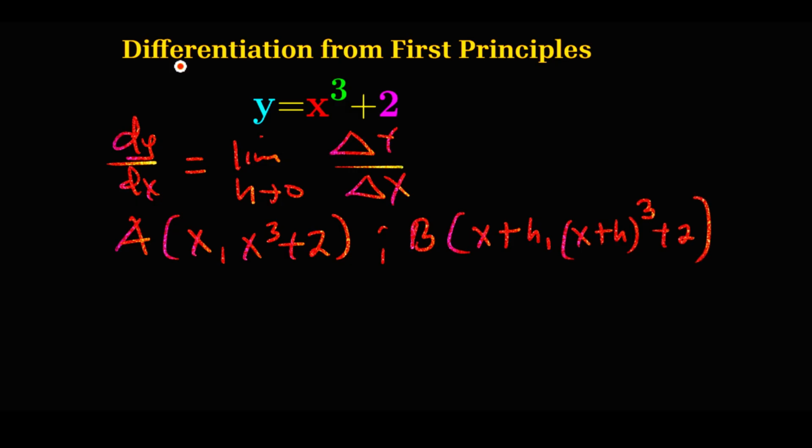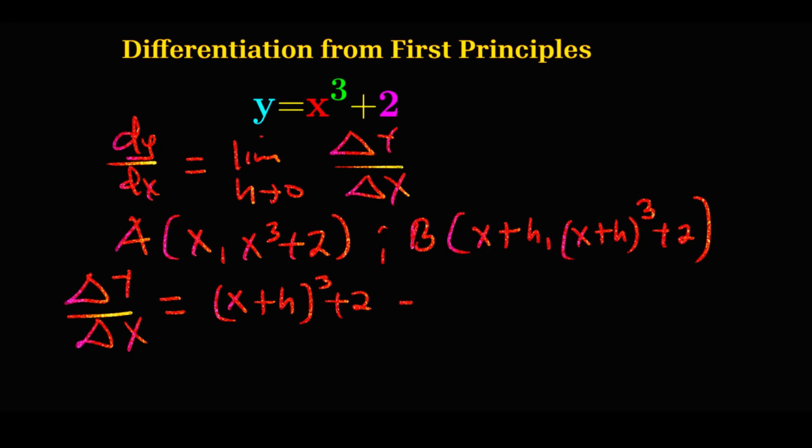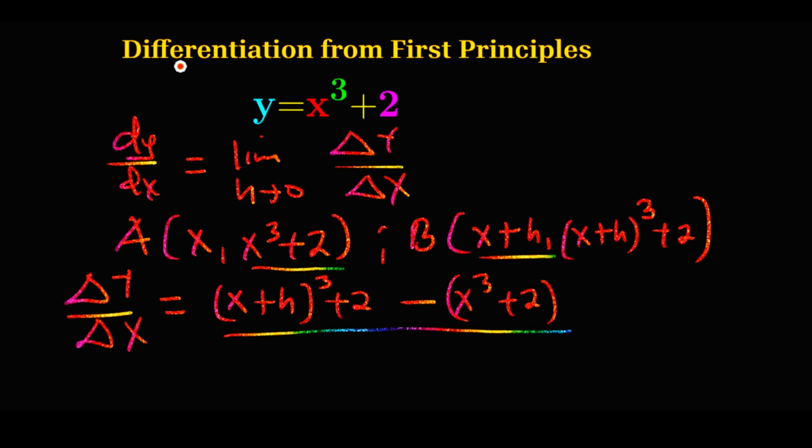So now that we have 2 points, we can get change in y over change in x. Change in y over change in x will be given by y1 minus y2. We can take this to be y1, so we have x plus h cubed plus 2. That is our y1 minus y2, and y2 is this one right here, x cubed plus 2. And then for change in x, we have x1 as x plus h, minus x2, which will be x.